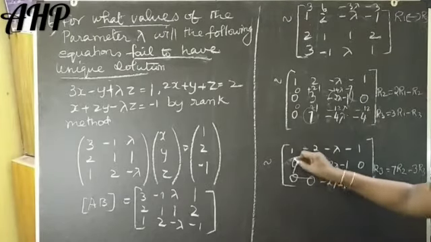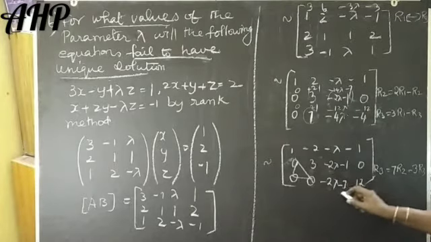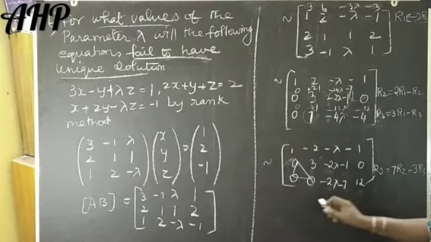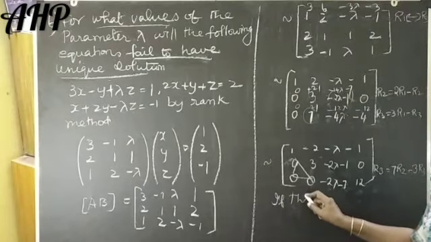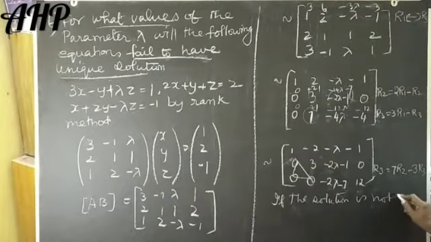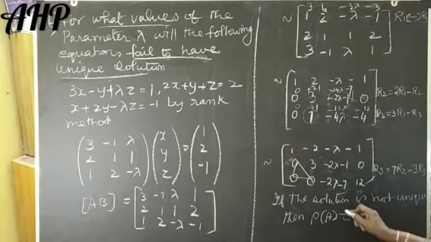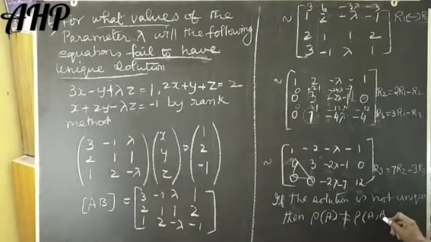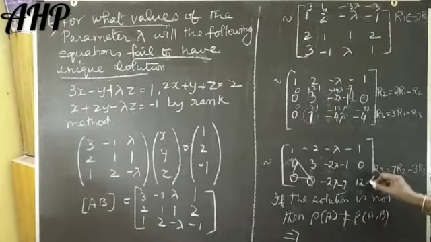So now this is in echelon form. Now if we wanted this solution to be not a unique solution, then rank of A should not be equal to rank of AB, which implies rank of A must be equal to 2 and rank of AB must be equal to 3.